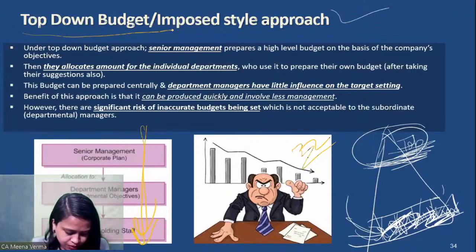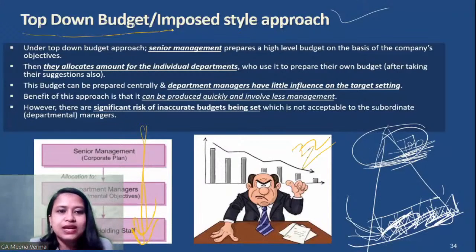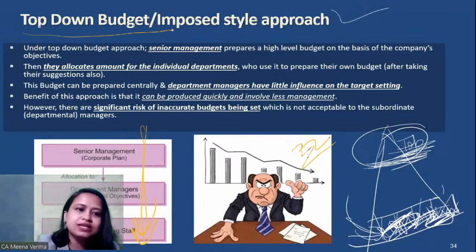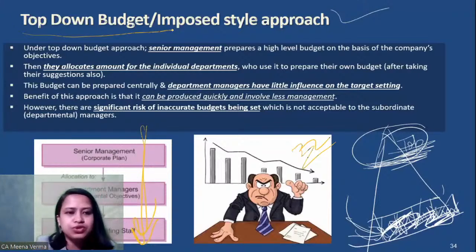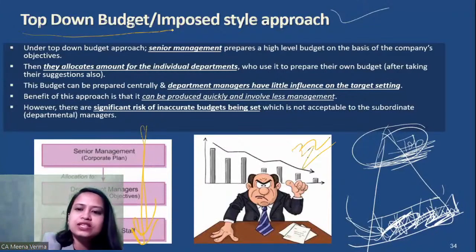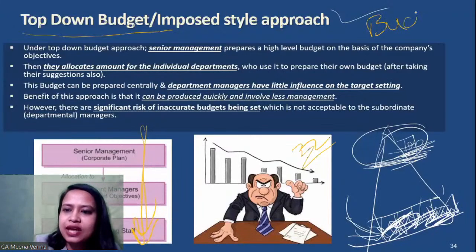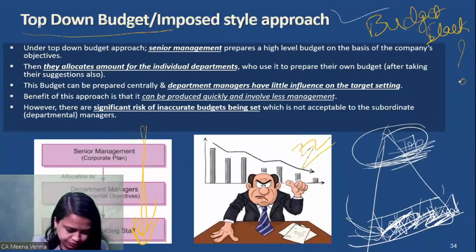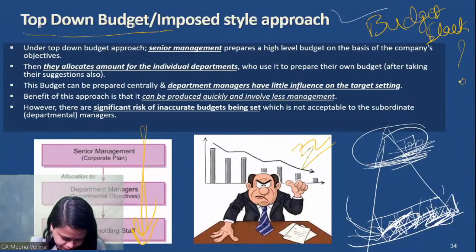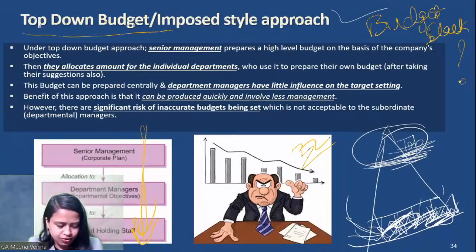I hope you understand what I'm saying here. Hema is saying that, ma'am, the top-down approach is better because in this way it will help you to avoid budget slack. Now tell me whether she is correct or not. Budget slack. Please tell me if she is correct or not.